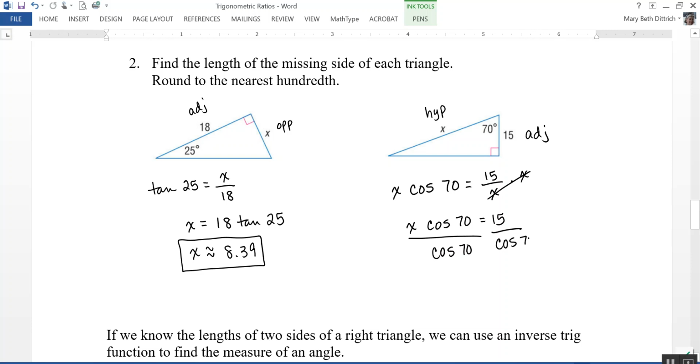Remember, cosine of 70 itself is a number. Cosine is not a thing. 70 is an angle, but the cosine of 70 is actually a number. So that gives me that x is equal to 15 divided by the cosine of 70. And then when I plug that into my calculator, I get that that is approximately equal to 43.86. So that's approximately the length of the hypotenuse of that triangle.